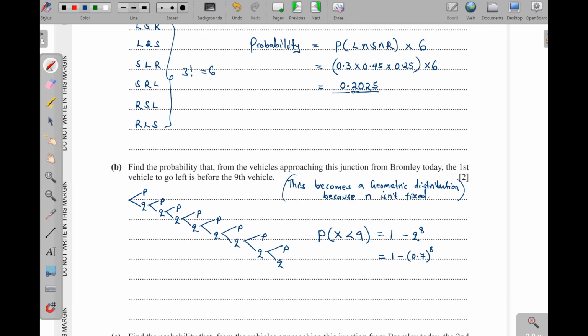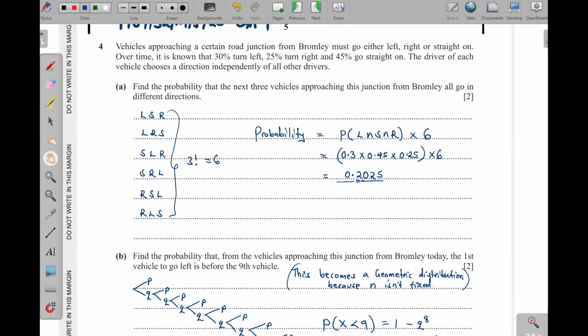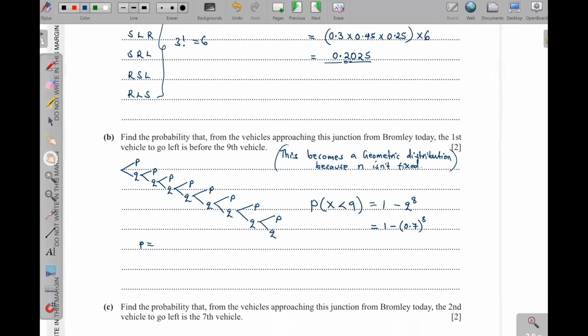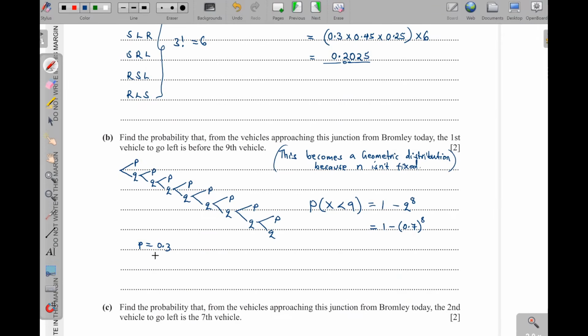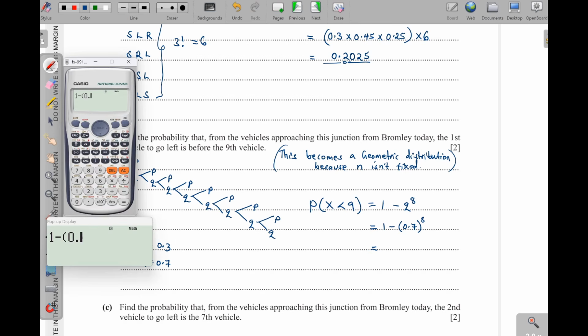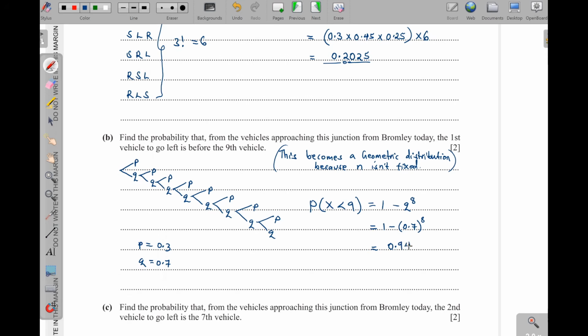Because they said the first vehicle to go left, that means our P. When you go back here, to go left is 30%. So it is 0.3, meaning the Q is going to be 0.7. So that's why I'm putting 0.7 here. And then putting this one in the calculator, what do we get? 1 minus 0.7 to the power of 8. We get 0.942. That is to 3 significant figures.